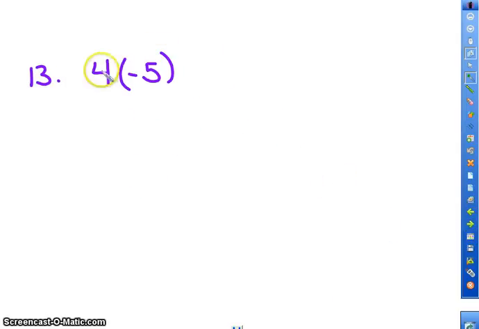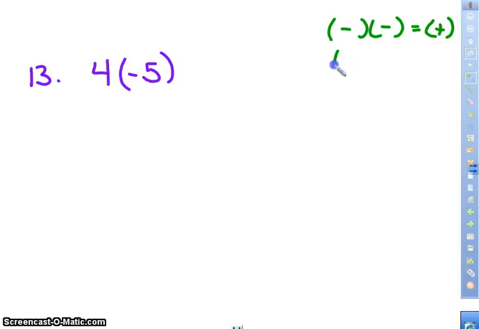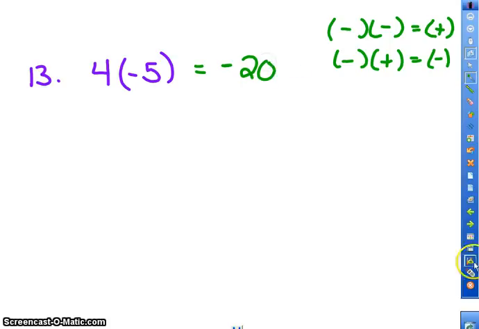Multiplication. So 4 times negative 5. Now your rules for multiplication: if I'm taking a negative times a negative, it's going to equal positive. And if I'm taking opposite signs, one positive and one negative, it's going to be negative. So I know my answer here, since it's a positive and a negative, will be negative. And then normal multiplication, 4 times 5 is 20.